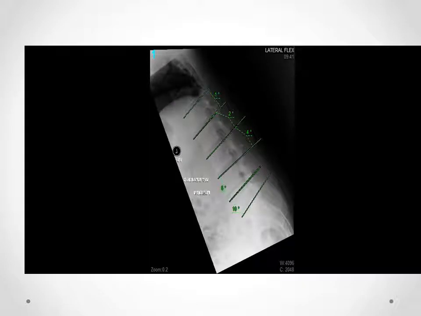So here on the same film, I've now measured the intersegmental angles, and the intersegmental angles here measure plus 1 degree, which indicates that the lumbar spine vertebrae is in a position of flexion. The next one, L2, L3, is plus 2 degrees. The next one, L3, L4, is 4 degrees. L4, L5 is minus 6 degrees. And L5, S1 is minus 10 degrees.